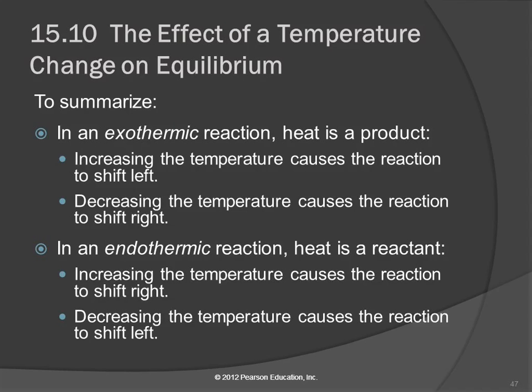So to summarize the effect of temperature, if you have an exothermic reaction, heat is the product, it's produced. So increasing the temperature is like adding products, causes the equilibrium to shift to the left. Decreasing the temperature is like removing product, causes it to shift to the right. An endothermic reaction is exactly the opposite. Any questions?